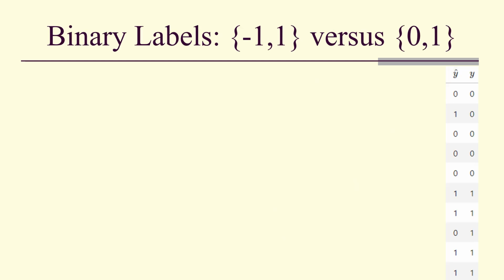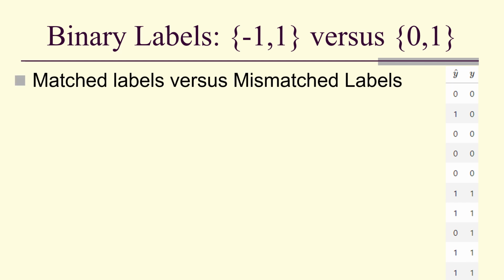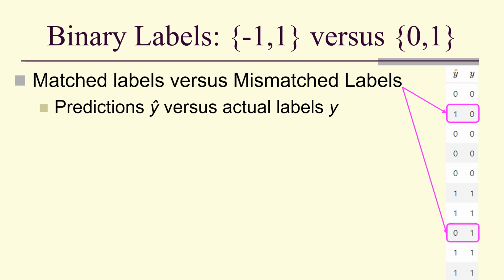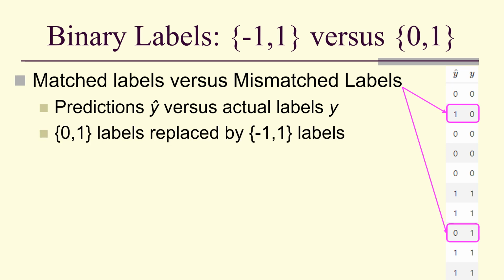Sometimes we want to use binary labels of -1, 1 instead of 0, 1. Here I have a y hat, these are predictions of labels, and a y, which are the actuals. Notice we have some mismatches. The predictions are shown versus the actual labels. And notice the 0, 1 labels can be replaced by the -1, 1 labels, and we get something like that. So now -1 for negative and 1 for positive.